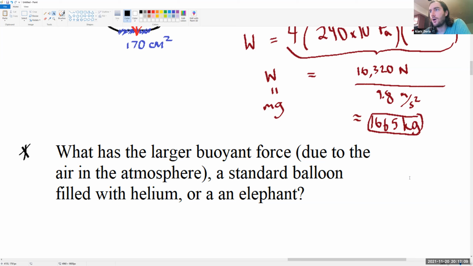What has the larger buoyant force due to the air in the atmosphere? A standard balloon filled with helium or an elephant? Pause the video and try to answer that question. Those of you who are here, go ahead and put an answer in the chat. I'll give you a minute or so to think about that.